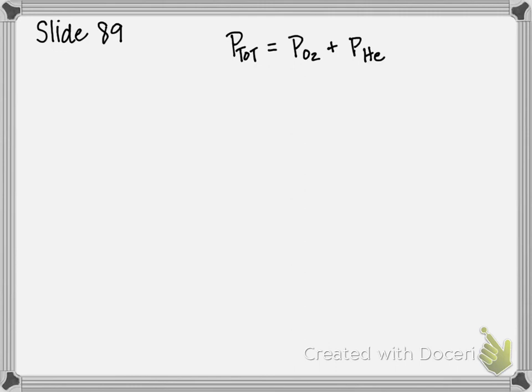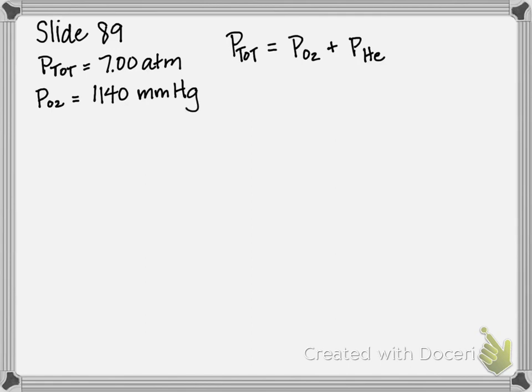And in our problem, it states that our total pressure is equal to 7 atmospheres, and that the partial pressure of oxygen is equal to 1,140 millimeters of mercury. Now, hopefully you've seen that we might run into a little bit of a problem here if we're trying to figure out what my pressure of helium is in my mixture. I'm currently in 2 different units of pressure, my total pressure being in atmospheres and my partial pressure of oxygen being in millimeters of mercury. So we're going to have to convert one of these to a different unit of pressure.